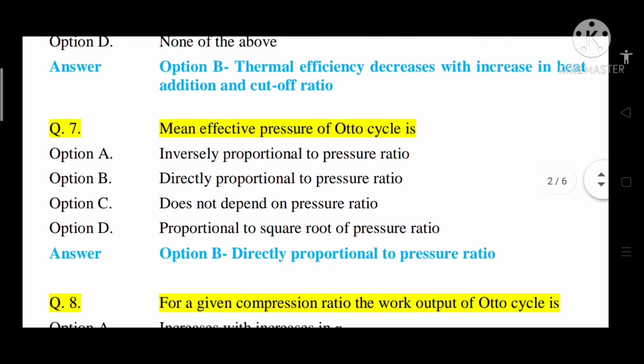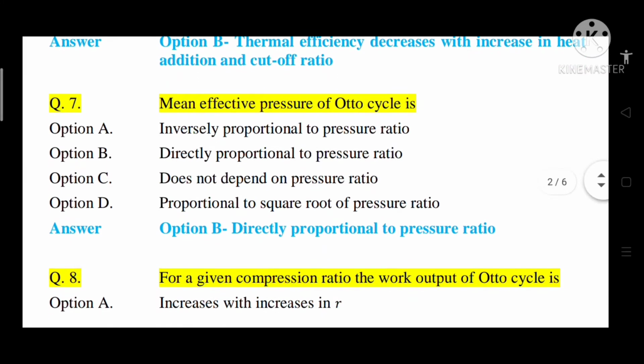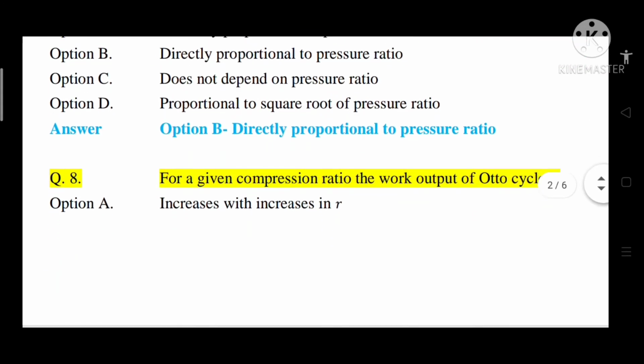Question number 7. The mean effective pressure of the Otto cycle is option A inversely proportional to the pressure ratio, option B directly proportional to the pressure ratio, option C does not depend on pressure ratio, option D proportional to the square root of pressure ratio. So the correct answer is option B, that is directly proportional to pressure ratio. If pressure increases, obviously the mean effective pressure of the Otto cycle also increases. So that is why it is directly proportional to pressure ratio.